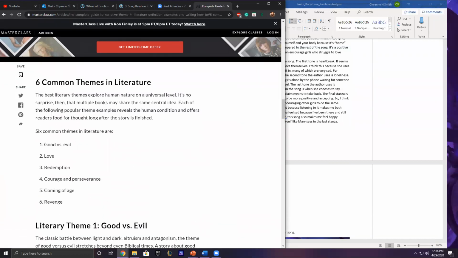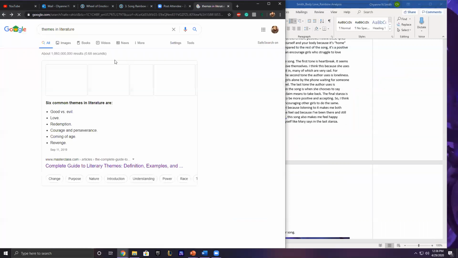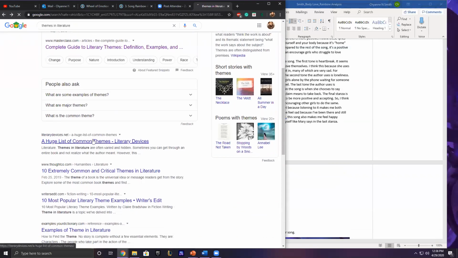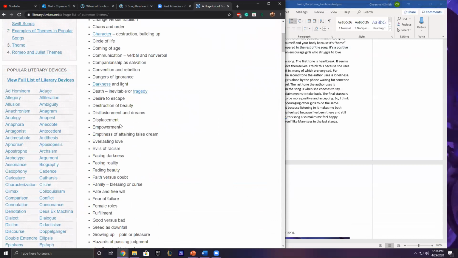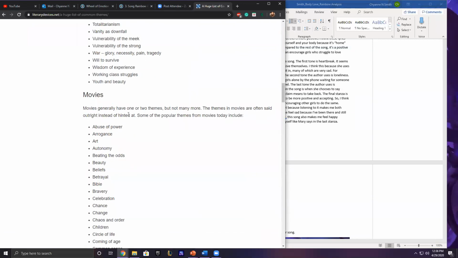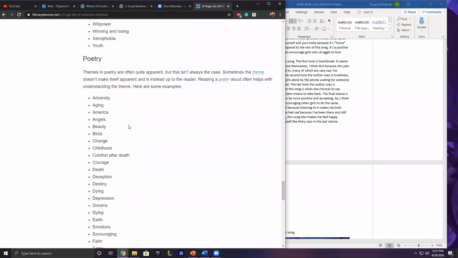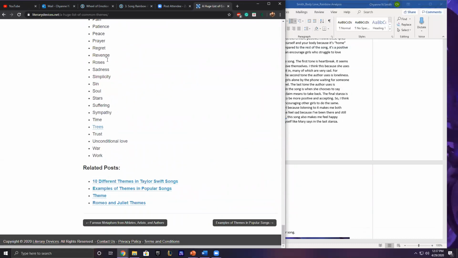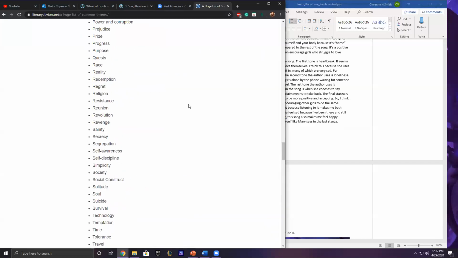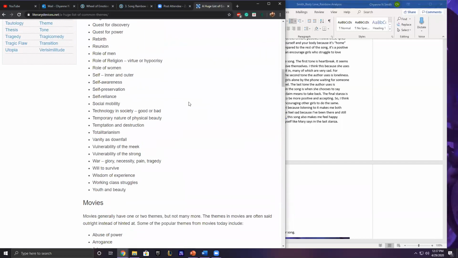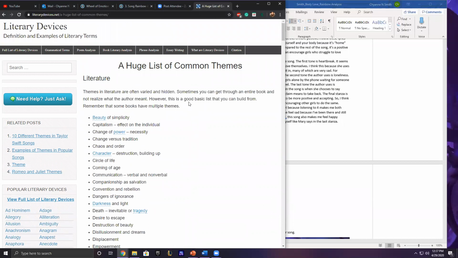This is a list of the most common ones, and you can find others. Here's a huge list of common themes. Maybe I'll drop a link to this in Schoology to help you out. It's got all sorts of themes for you, including poetry. You might want to come through this list to find your word, because a theme is one word that describes the overall message.